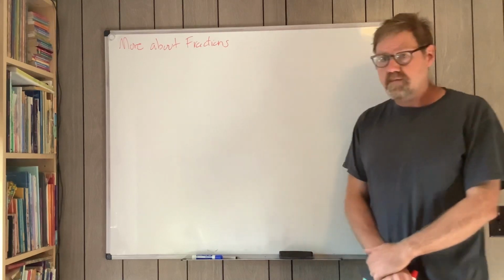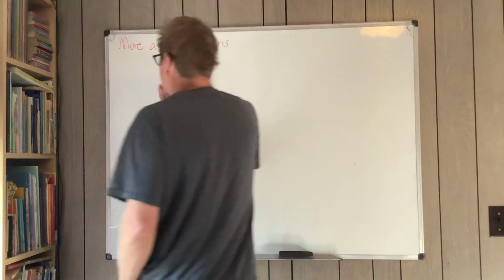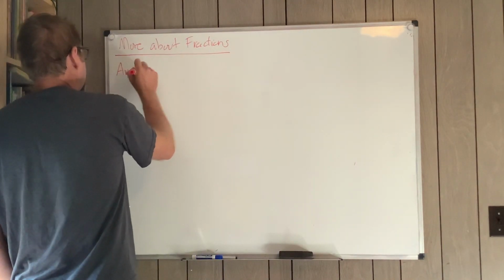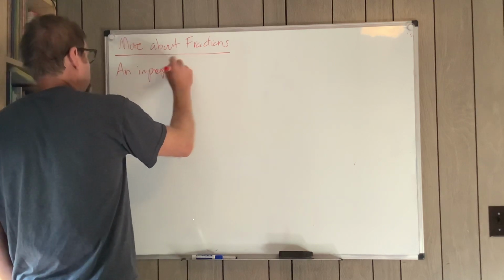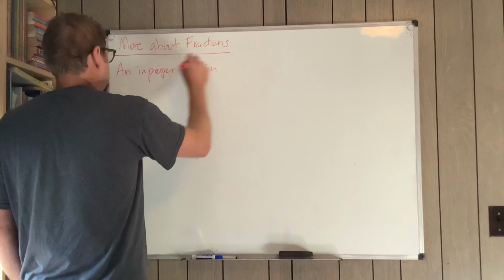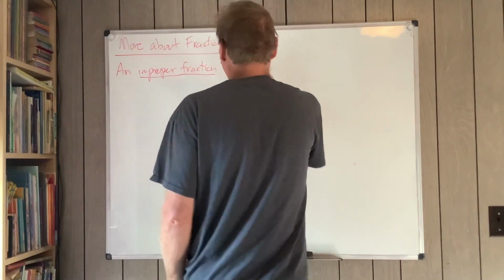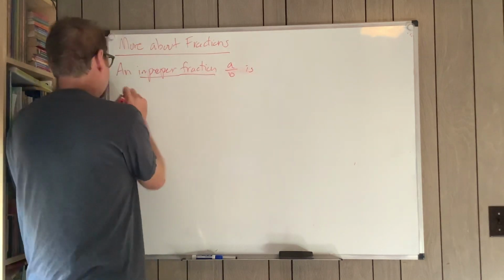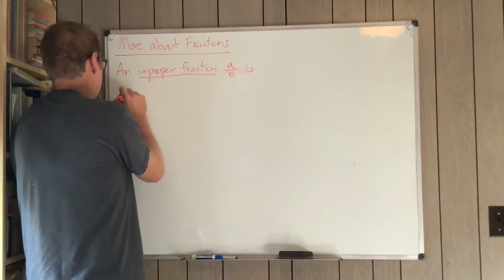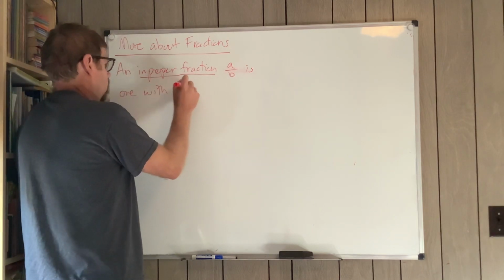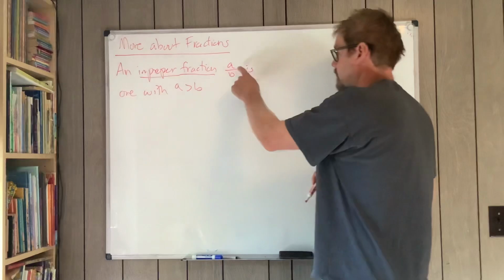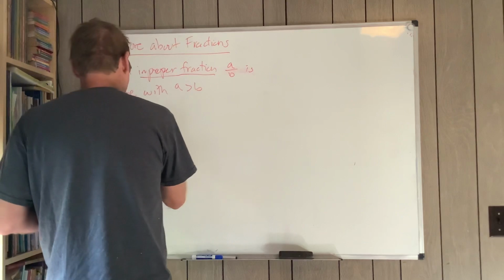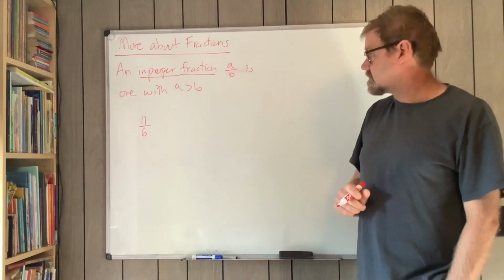Right, so this is a little bit more about fractions. We've got some definitions here. An improper fraction a over b is one with a bigger than b. Okay, so we have a fraction where the top is bigger than the bottom. We call this an improper fraction.